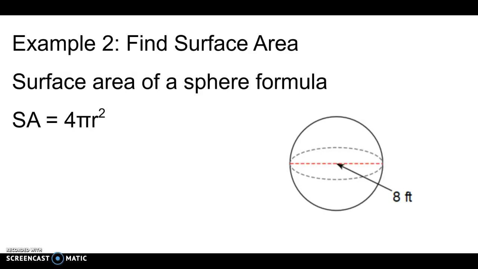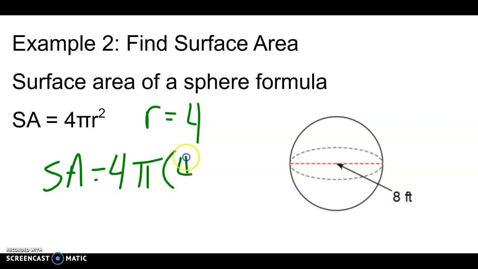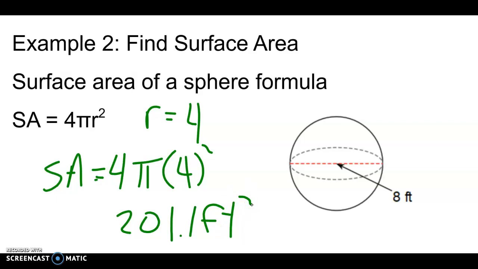So to do that, we look at the example here. It gives us a diameter of 8. Hopefully we all can look at a diameter of 8 and recognize that that's going to be a radius of 4 feet. From there, it's simple calculation. Surface area is equal to 4 times pi times 4 squared. And again, this is just simple calculation work that you can do in your calculator. And when you do that, you should end up with a solution of a surface area of 201.1 square feet.